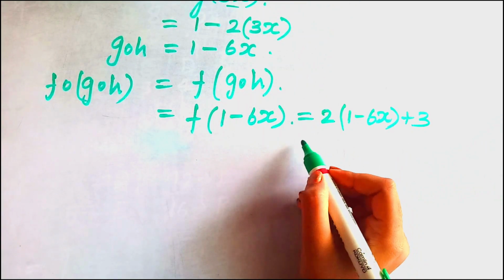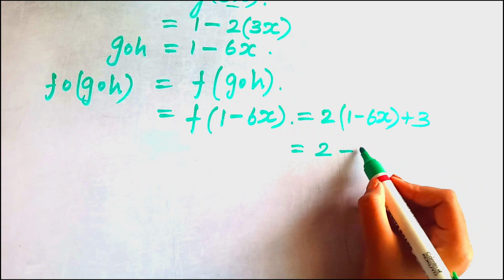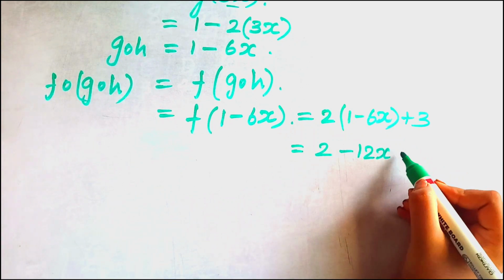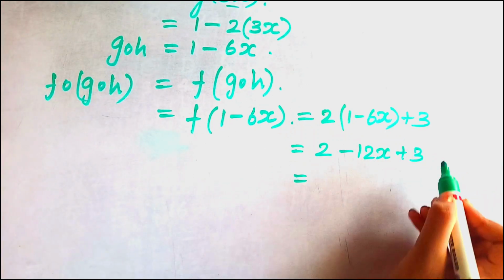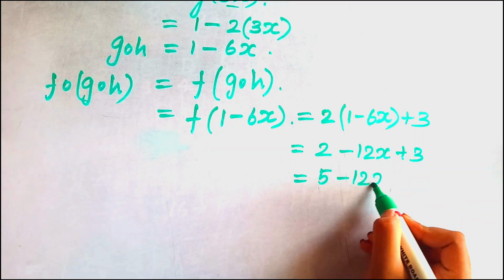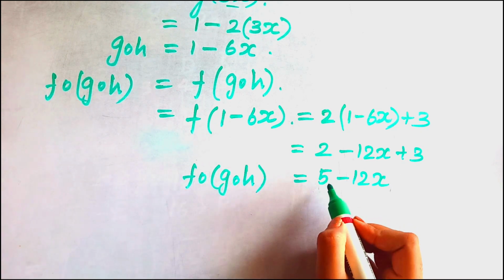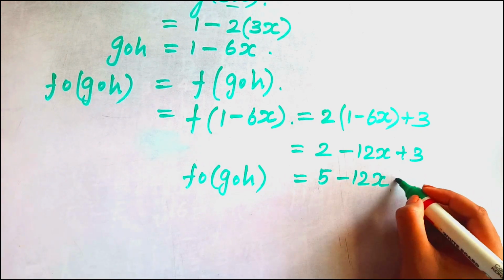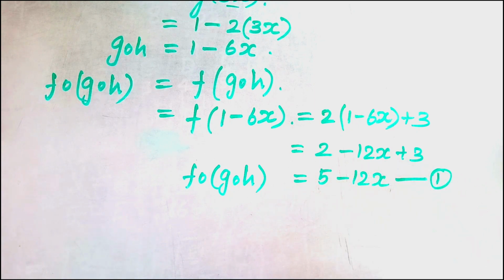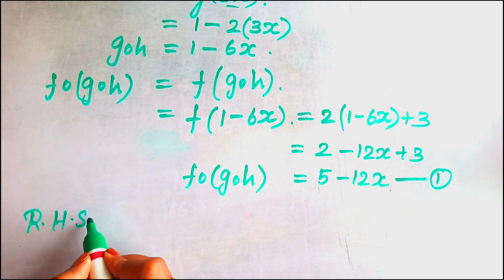Now let's simplify this so that we get 2 into 1, it will be a 2, minus 2 into 6, it will be a 12x plus 3. Now 3 plus 2, it will be a 5. 5 minus 12x. So f∘(g∘h) will be 5 minus 12x. Let's take this as first equation. Okay. Now we have to find the RHS value.